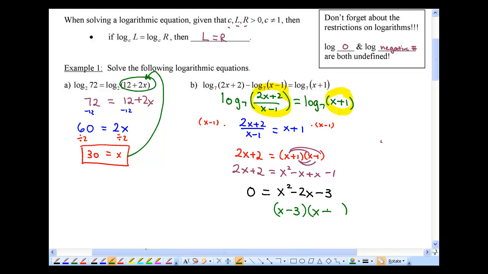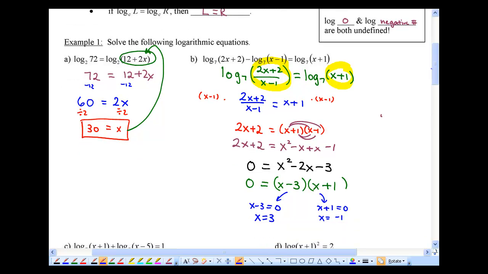How about -3 and +1? And then go ahead and solve. So make that part equal to 0, therefore x equals 3. We'll make this part equal to 0, therefore x equals -1. Okay? And don't be so fast in just circling those as your answers.